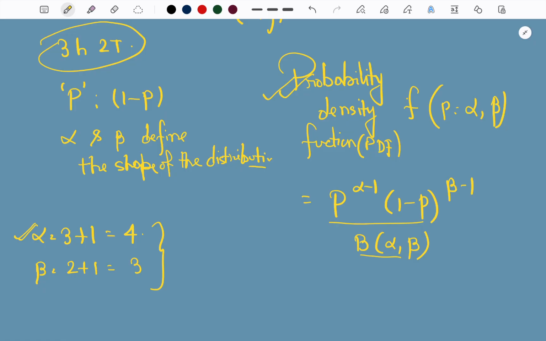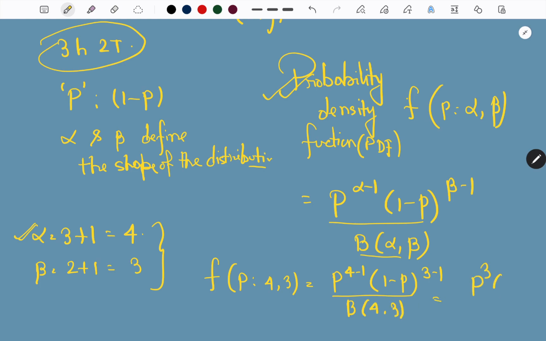Now, the function PDF becomes f of p, that is 4 comma 3, which is equal to p to the power 4 minus 1, (1 minus p) to the power 3 minus 1, divided by B of 4 comma 3, where B stands for the beta function.